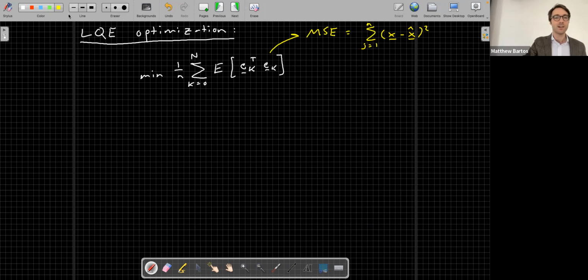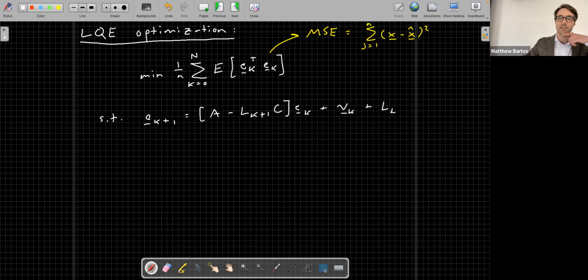Okay, so in Kalman filtering, we are trying to minimize that mean squared error, subject to our error dynamics being satisfied. So from the previous slide, we have our equation for the error dynamics. At each time step, we have to satisfy e_k+1 equals (A minus L_k+1 C) e_k plus v_k plus L_k+1 times w_k+1. Okay, so this is the Kalman filtering optimization problem.